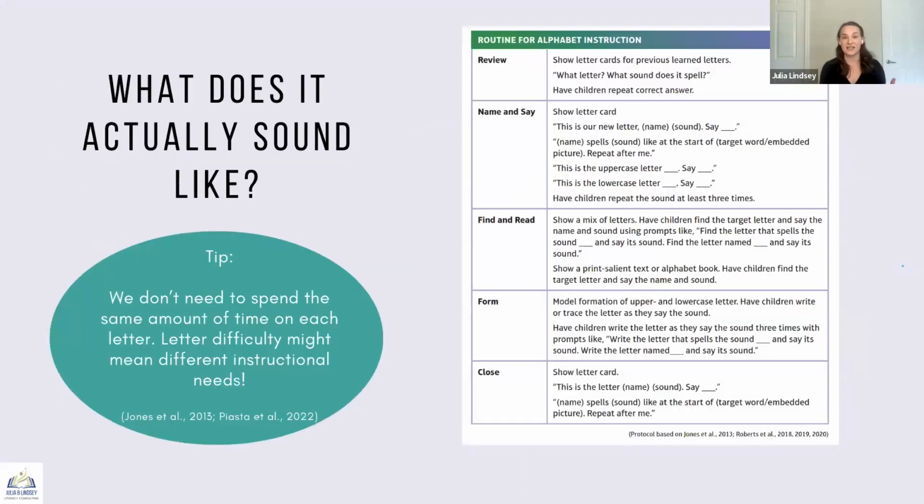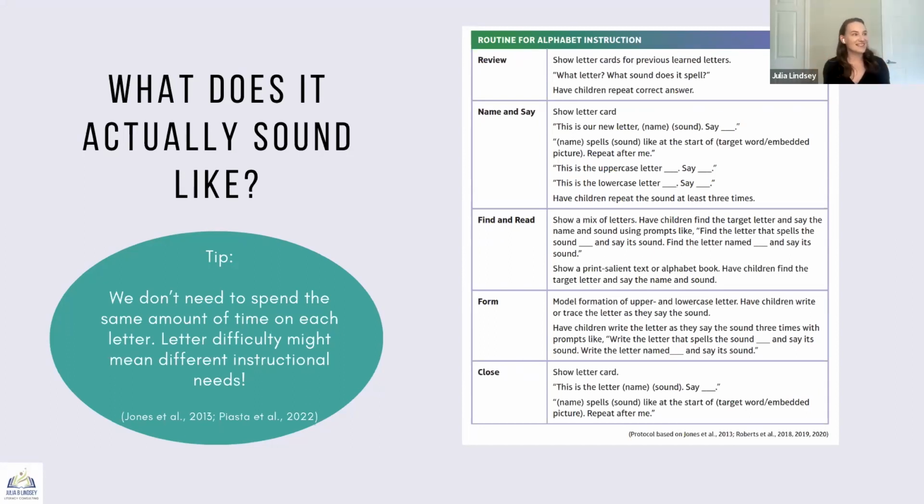So what does this actually sound like? Well, this is an excerpt from the book, and this routine is in the alphabet chapter, so you can take a look at this in more detail later on. But essentially, we want to follow the same routine every time so that children know what to expect and they can focus in on their learning. And we're telling them again exactly what they need to know.